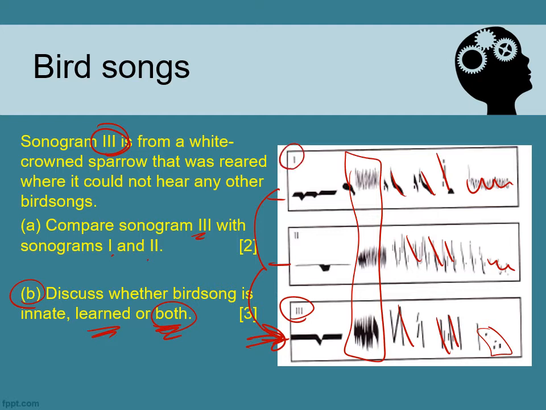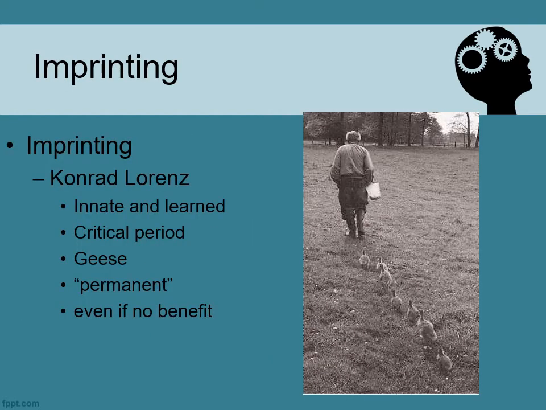And the reason that 1 and 2 are different is because these birds were from different parts of the environment, and so they're from different families. Same species, different families. So imprinting is another example of a learned behavior. The scientist Konrad Lorenz is kind of like the discoverer and describer of imprinting.